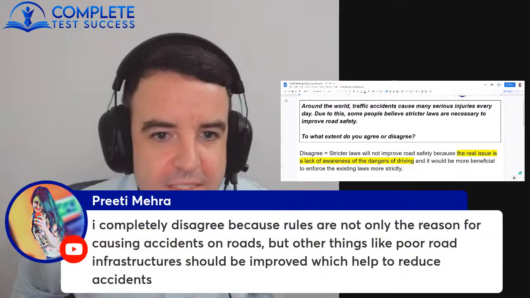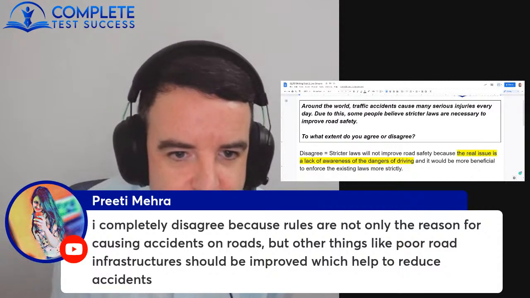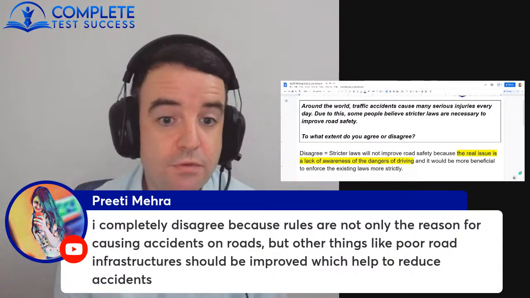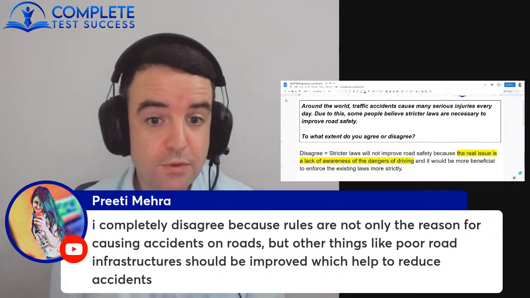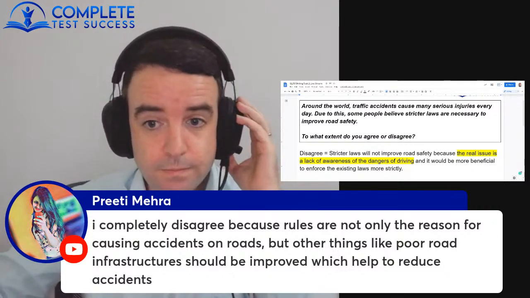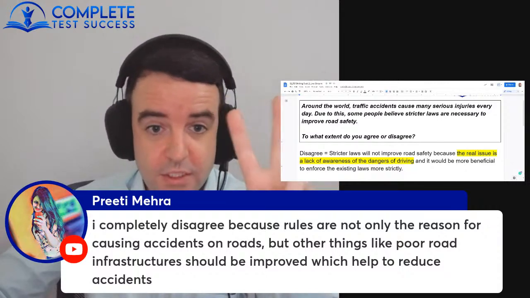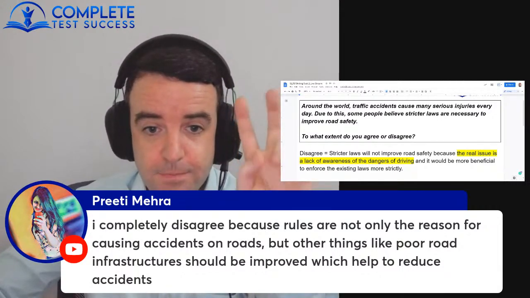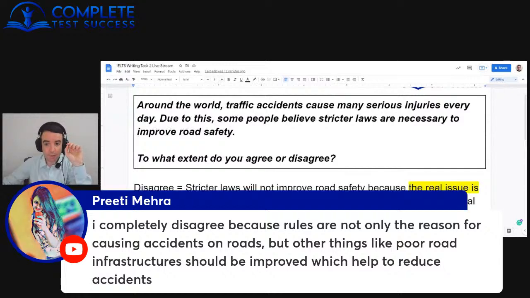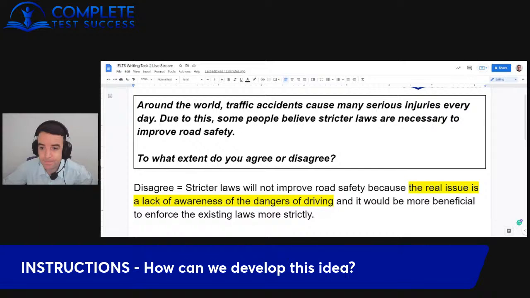Okay, Preeti, I completely disagree because rules are not the only reason for causing accidents on roads, but other things like poor road infrastructure should be improved. Good, which will help to reduce accidents. So that's again one idea. Like I said, we need 2 ideas. You've provided 1. But yeah, that is an appropriate idea. So that's good.